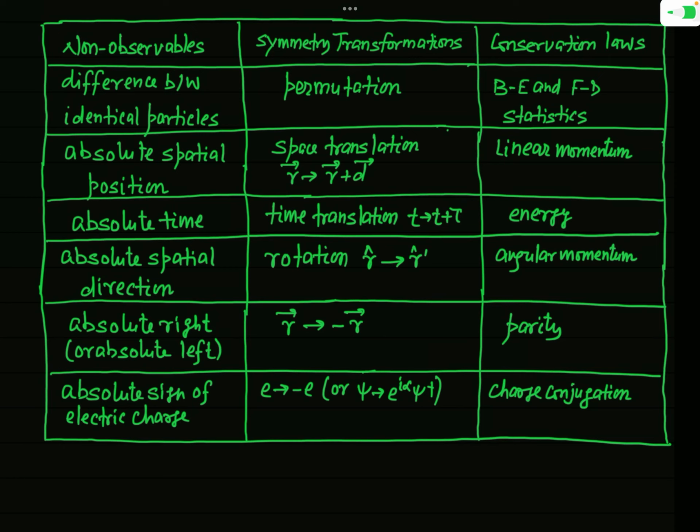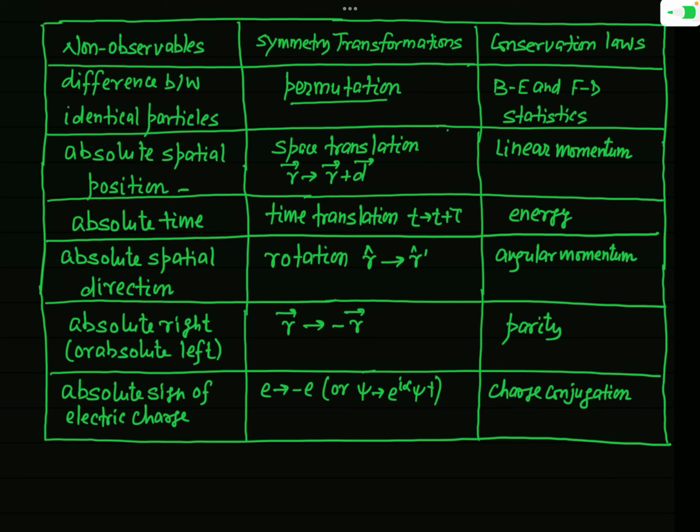So let us see the first example, which is the difference between identical particles. This is a non-observable, and for this the symmetry operation is permutation. And the conservation principle which is followed by this symmetry transformation is Bose-Einstein and Fermi-Dirac statistics. Okay, next example is absolute space position.